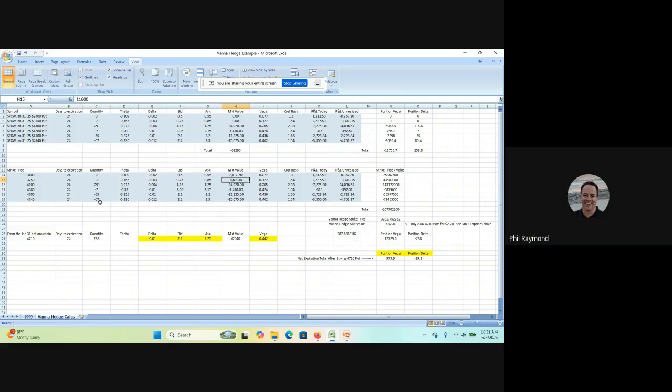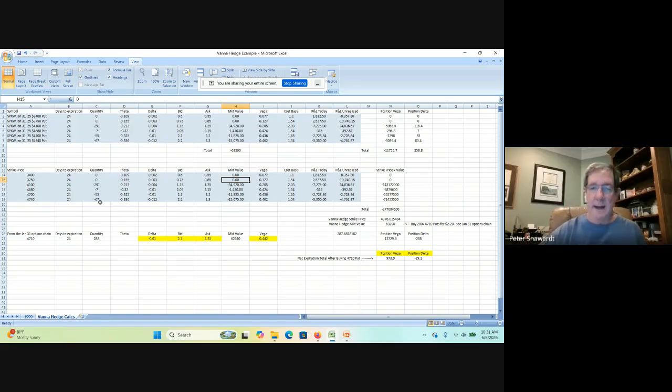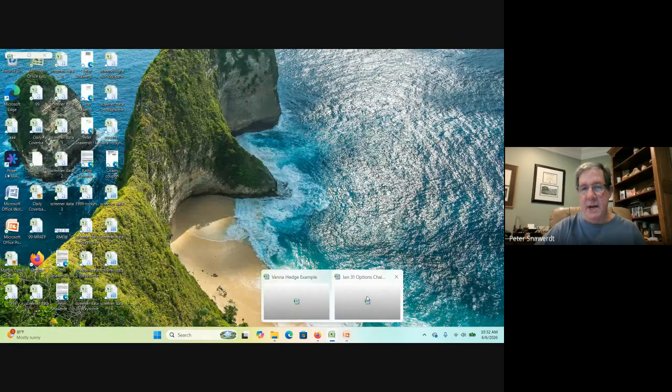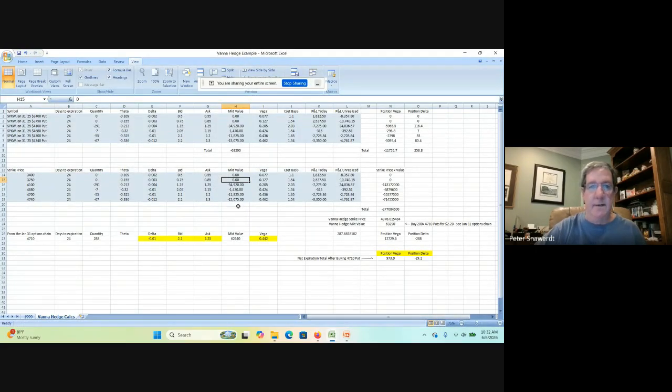By the way, Peter, is this spreadsheet on the data folder? Yes. This spreadsheet, the Vanna Hedge example and the options chain values are on the Discord in the information and instruction thread.